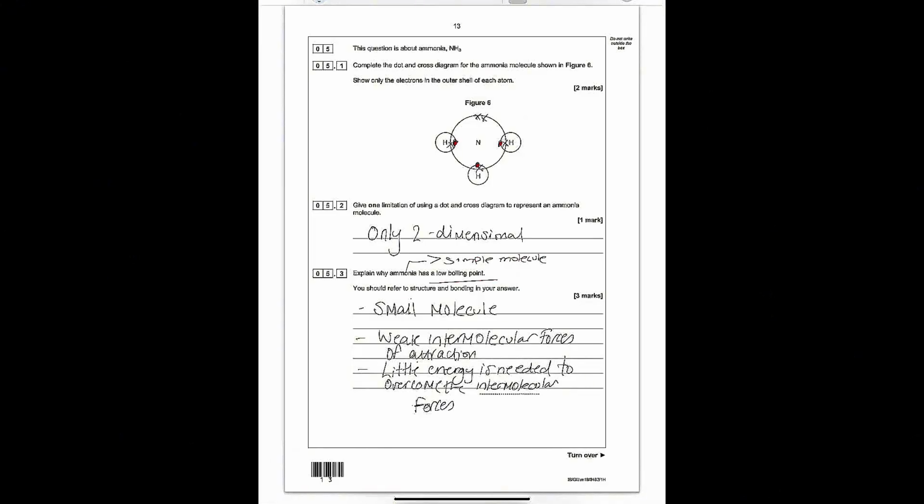So let's look at what the question is asking us. Explain why ammonia has a low boiling point. You should refer to structure and bonding in your answer. So first thing I'm going to write down is a very small molecule. It's a simple molecule, so it's very small. Has very weak intermolecular forces of attraction, and therefore little energy is needed to overcome the intermolecular forces. Let's say, for example, if you were asked, explain why methane has a low boiling point, you would write the same answer. Okay, so this will get you 3 marks over here. Small molecule, weak intermolecular forces of attraction, little energy is needed to overcome the intermolecular forces.